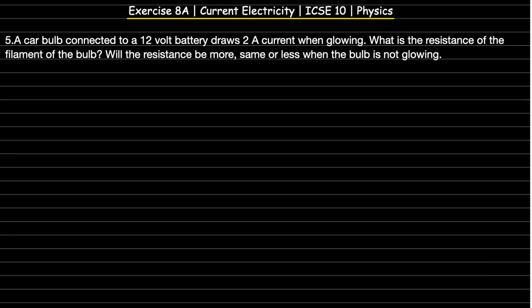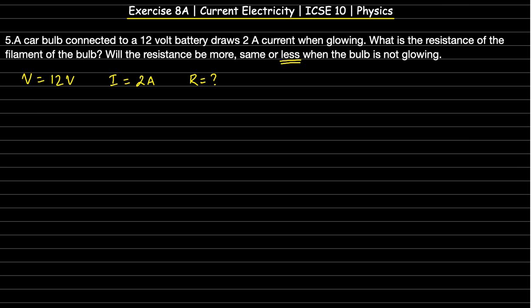So starting with the fifth question, a car bulb is connected to a 12-volt battery. So as we can see here, the voltage is given as 12 volts, draws 2 ampere current. So current is given as 2 ampere when glowing. What is the resistance of the filament of the bulb? So we need to find the resistance. Will the resistance be more, same or less when the bulb is not glowing? So when the bulb is not glowing, the resistance definitely will be less because there will be no current supply.